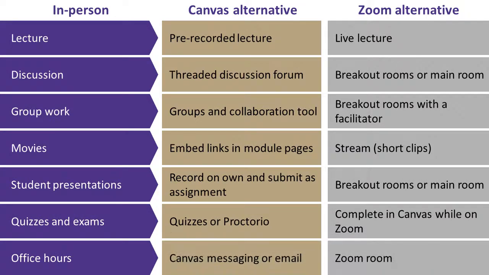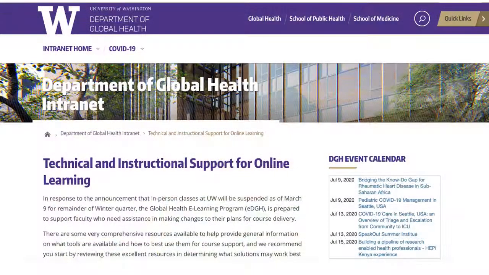Office hours can be scheduled in Canvas and done live in your Zoom room. Of course, like in an in-person class, you can use email or Canvas messaging to communicate with students for more straightforward issues. On the DGH intranet page, you will find more resources for Zoom, Canvas, and online course design.